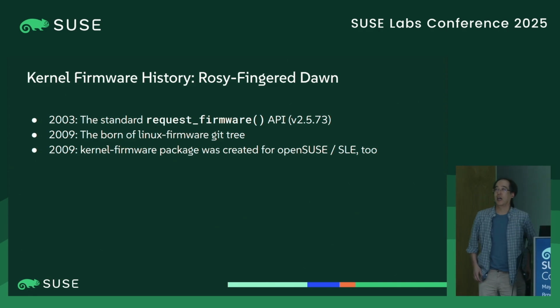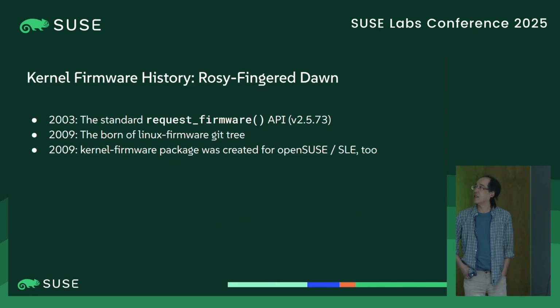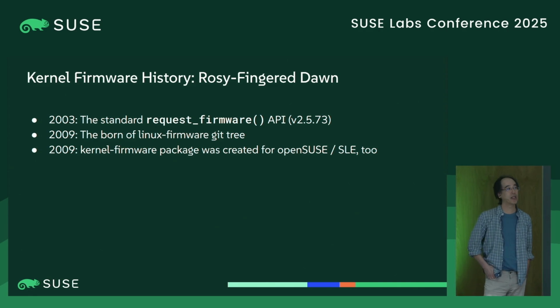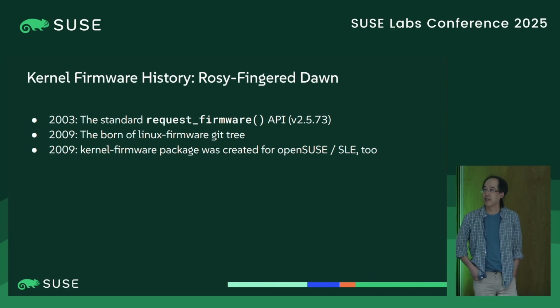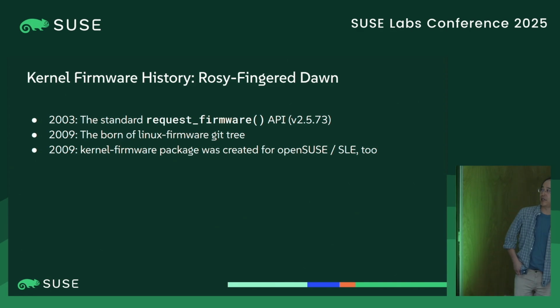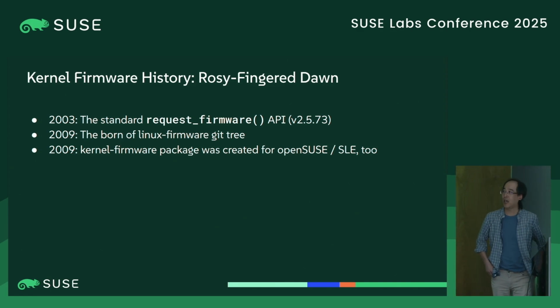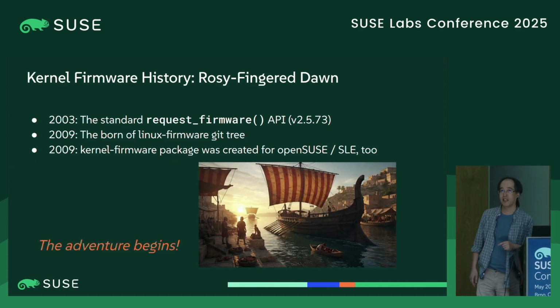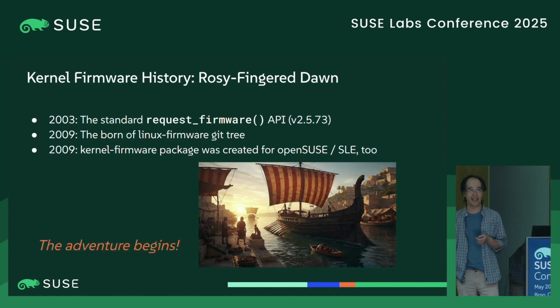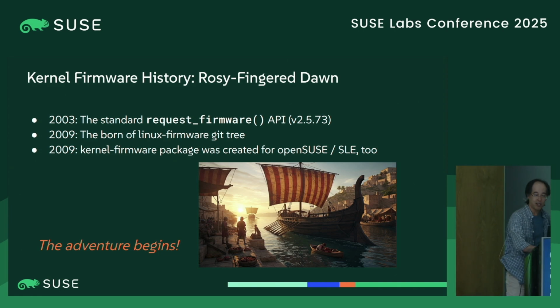The situation changed slightly for the better in the early 2000s. The kernel introduced the request firmware API. A few years later, the Linux firmware Git tree was created. And at the same time, we also created the kernel firmware package for openSUSE and SUSE. So this is the starting point of our journey. Let's start the adventure.